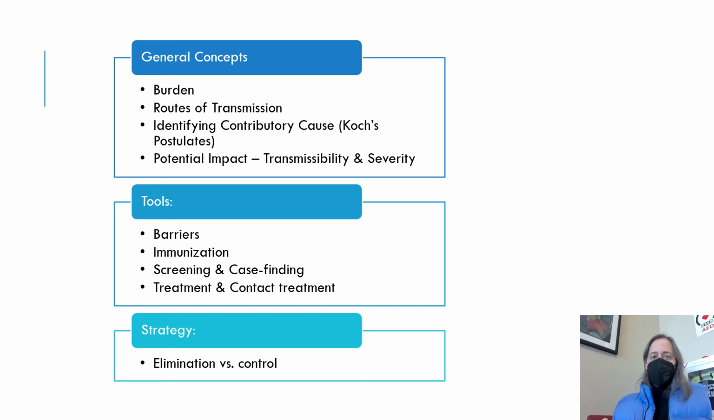So those are our tools. Barriers, which is a huge category composed of everything from personal protective equipment to environmental controls to hand washing, right? Lots of things. The role of immunization, very powerful tool, screening and case finding, and then treatment and contact treatment. So now we're going to talk briefly about strategies.